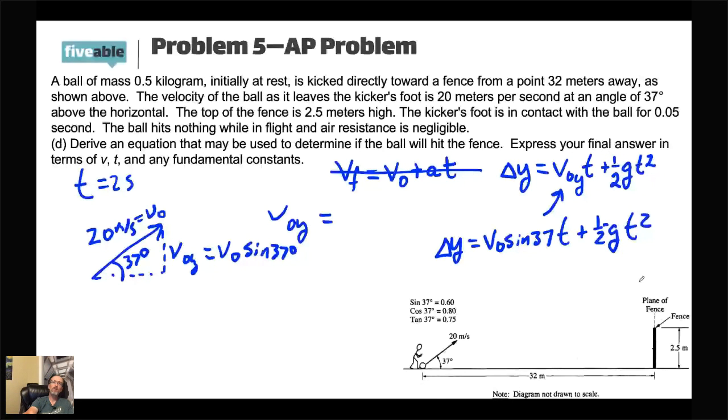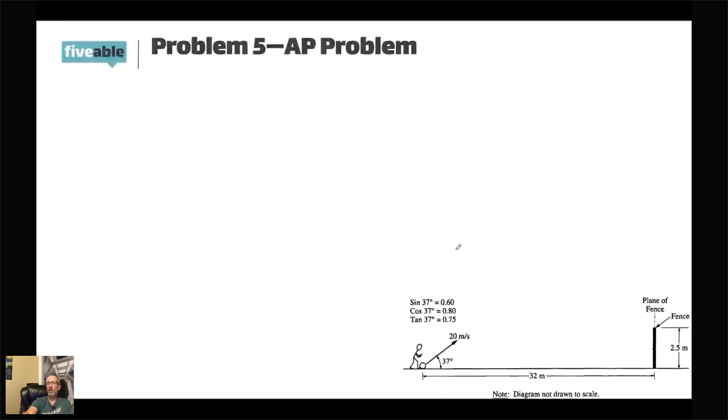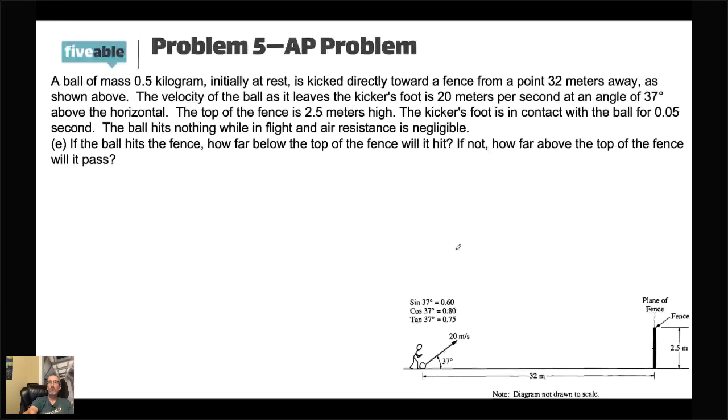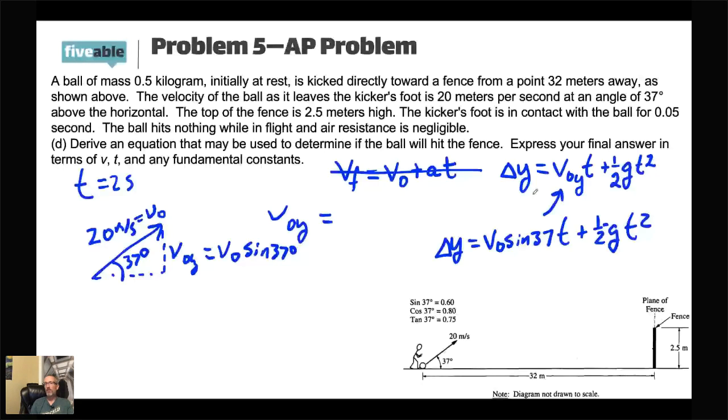and I bet the next thing they're going to do is ask us to figure out, does the ball hit the fence? And if not, how far above the fence does it pass? So let's go back and take a look at our equation here. It is V0 sine of 37 times t.